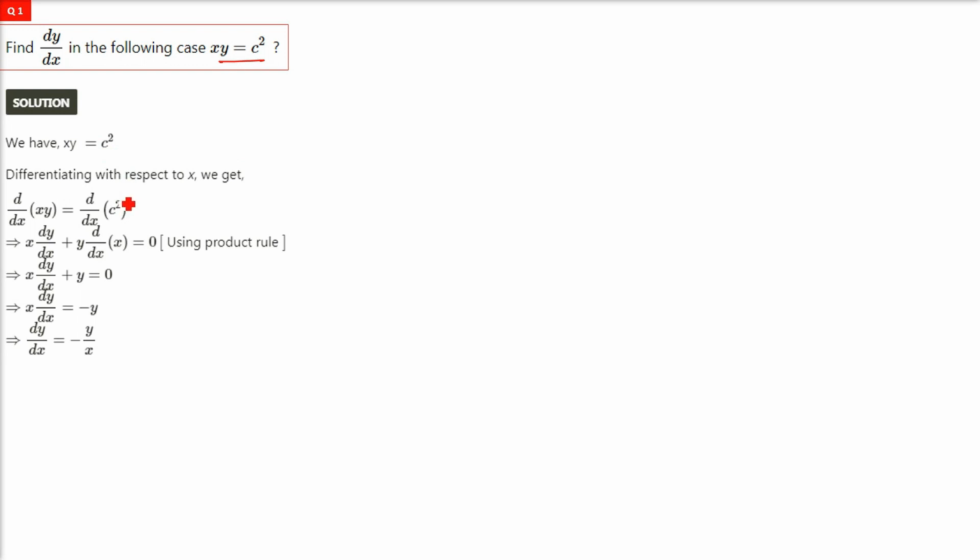Okay. So, we'll start with a very moderately easy question, and then we will see that there are questions which need much more effort than this one. So xy is equal to c square. So just differentiate both the sides.